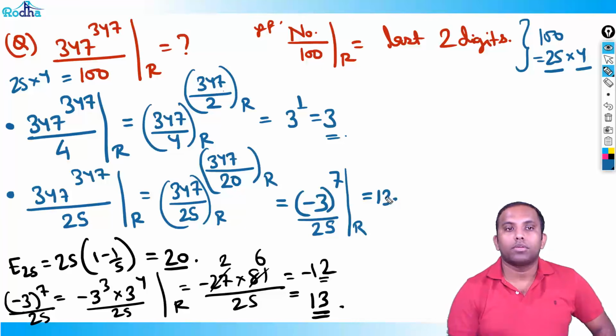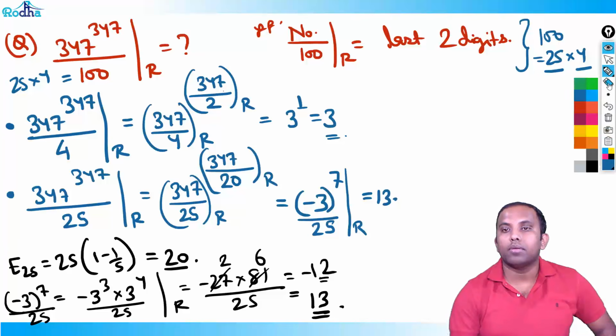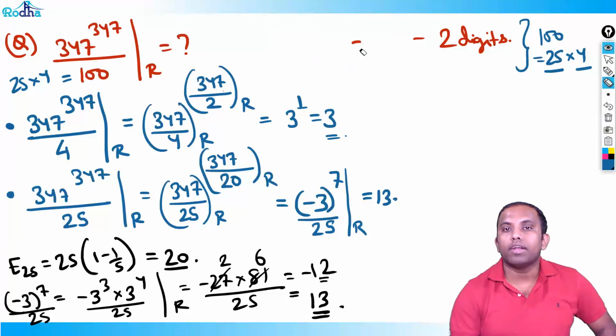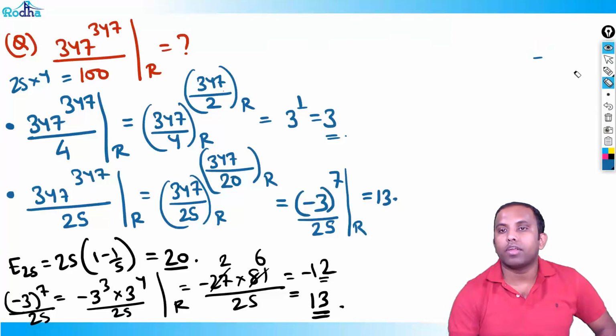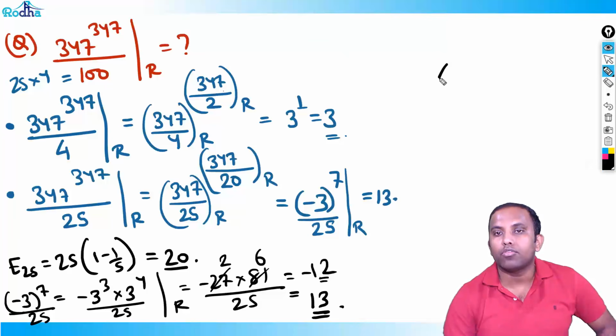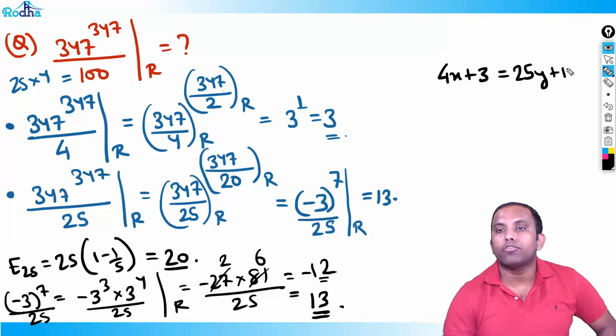Again, a very important concept. If this part is 13 now, what expression can we write again? A number when divided by 4, the remainder is 3. What is the number? The number is 4x plus 3. The same number when divided by 25, what is the remainder? 13. So the number is of the form 25y plus 13. This we got here.